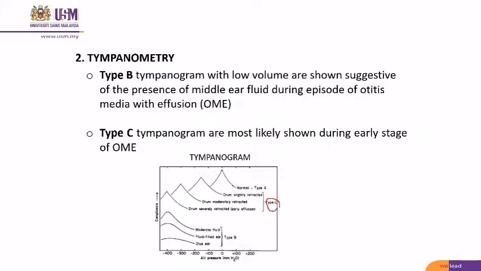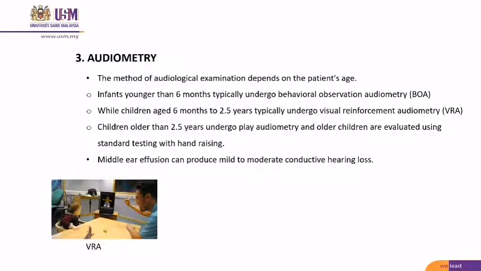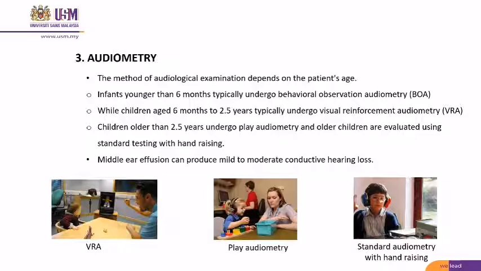So the third test we use is audiometry. Now this audiometry test is quite tricky because we need to adjust it according to the patient's cognitive age. For infants younger than 6 months, we usually use behavioral observation audiometry, BOA, while for children aged 6 months to 2.5 years, we usually use visual reinforcement audiometry, VRA. Children older than 2.5 years will undergo play audiometry. And older children are evaluated using standard audiometry, with hand raising. Audiometry usually shows mild to moderate conductive hearing loss.